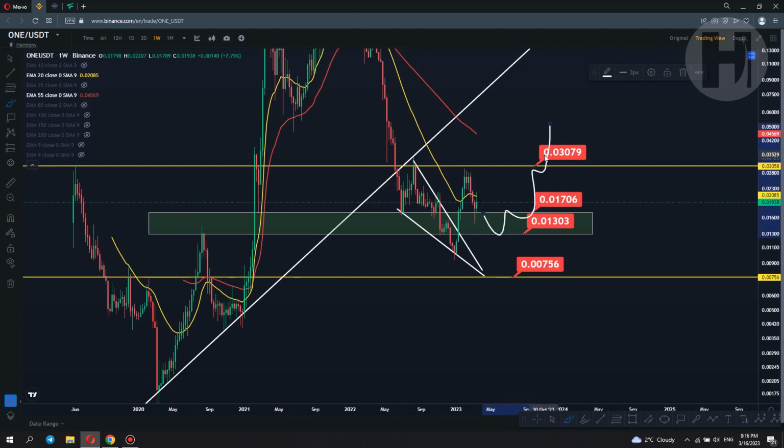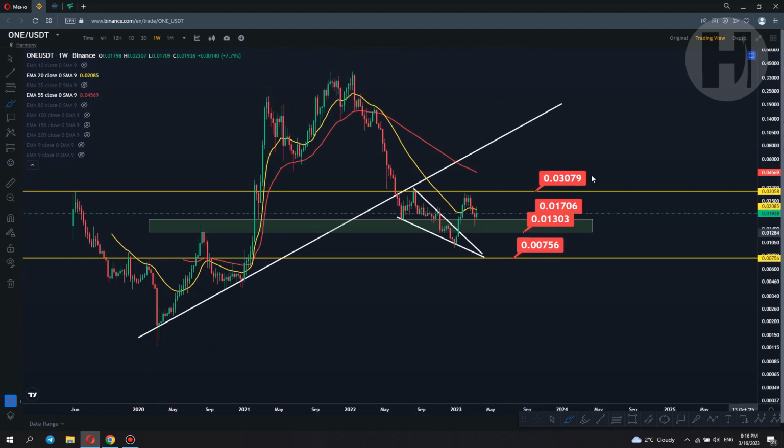We do need to get above the yellow resistance trend line over here, back test it as support, and hopefully take out the 55 EMA, because we want to be building momentum. We want to be breaking resistance levels in order to have more targets to the upside. But so far, so good. We saw this break to the upside, nice back test of support, and potentially continuing with the trend.